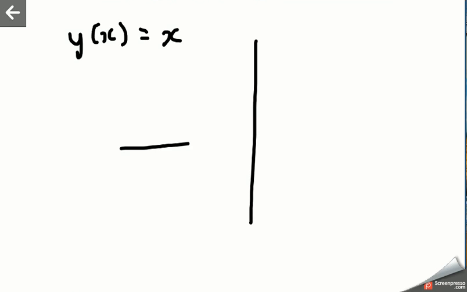y of x is equal to x. You put x into the function, you get x out of the function. Let's go ahead and draw its graph. I think we've already done similar ones to this earlier on, but let's refresh ourselves. So that's the x-axis, that's the y-axis.